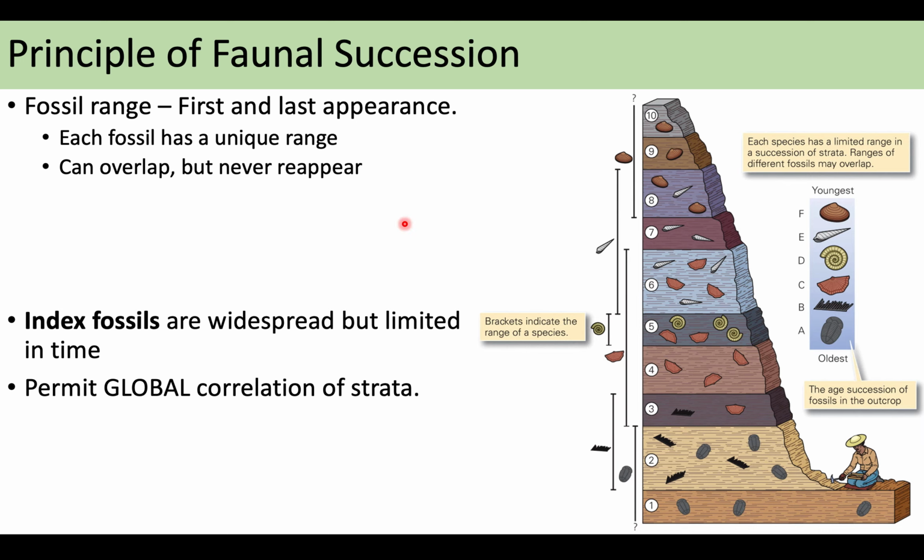So our index fossils are widespread globally, but limited in time. What this means is it permits us to have global correlation. So if we see this fossil here, and then we see this fossil somewhere else on the other side of the continent, we can say that it must have existed at the same time as these layers. That other part of the continent can then be correlated to layers 3, 4, 5, or 6. It must have existed at some time at the same time as layers 3, 4, 5, and 6, because that is where the fossil exists in this strata.